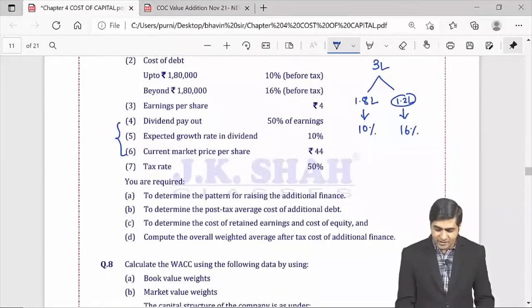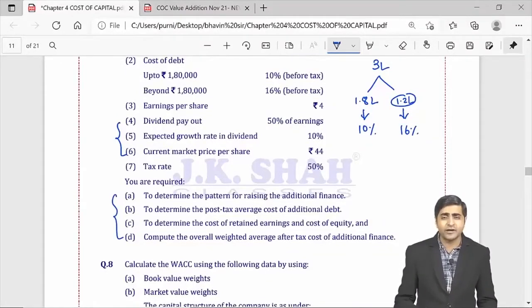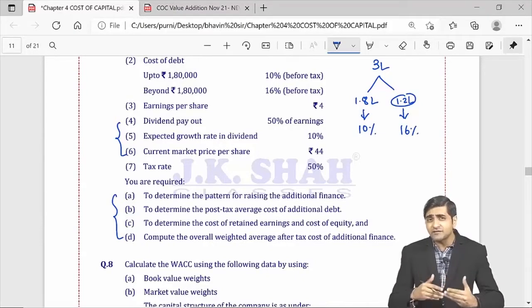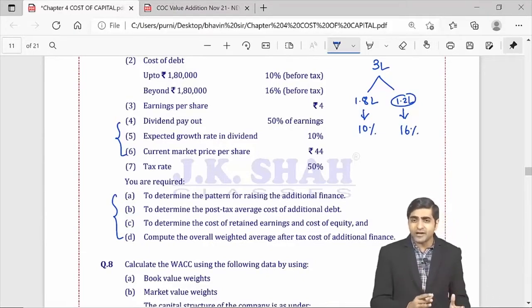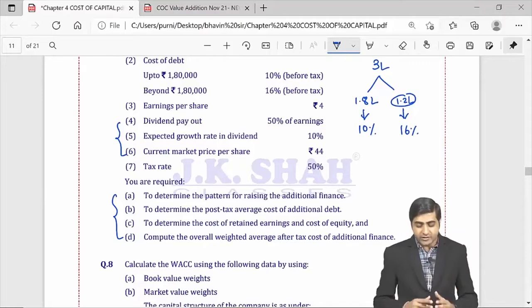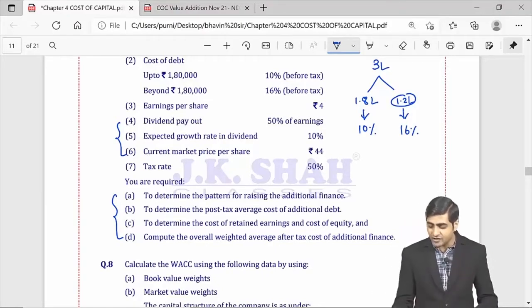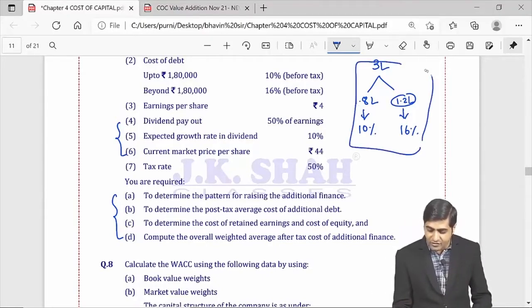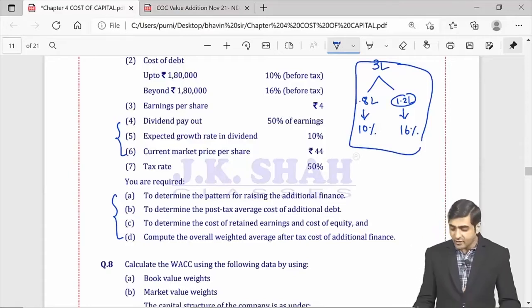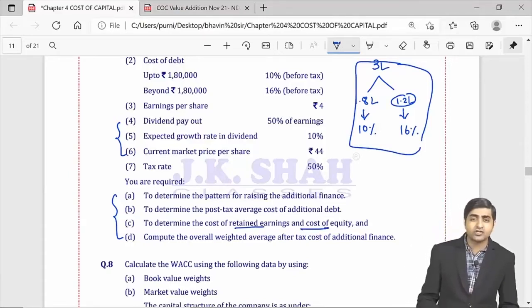And in this question, these 4 things need to be calculated. What is the pattern of raising additional finance, that is, from which sources we are raising the capital, what will be your debt and equity mixture, then what will be the average cost of this particular 3 lakhs, you need to consider that. Then what will be your cost of retained earnings and cost of equity.